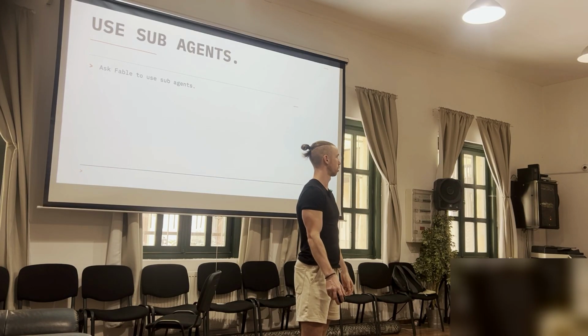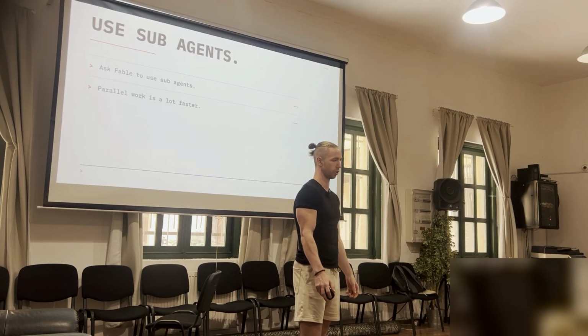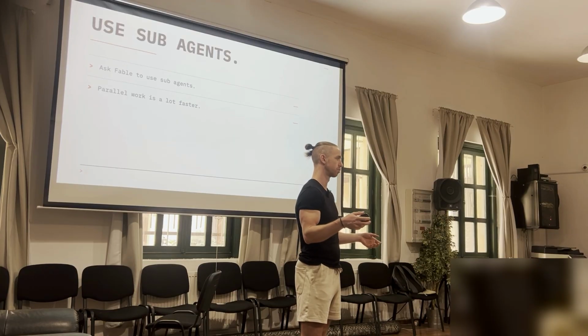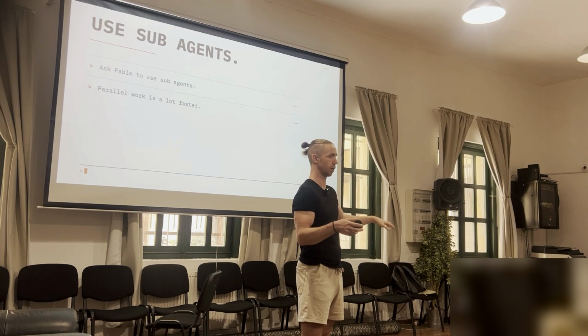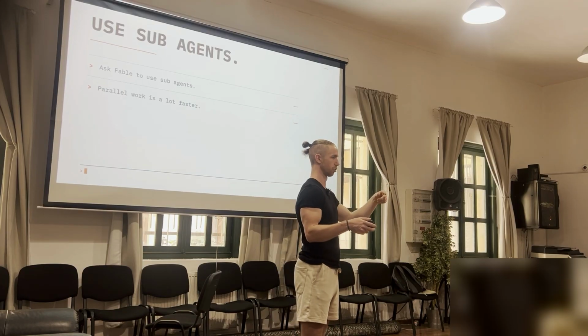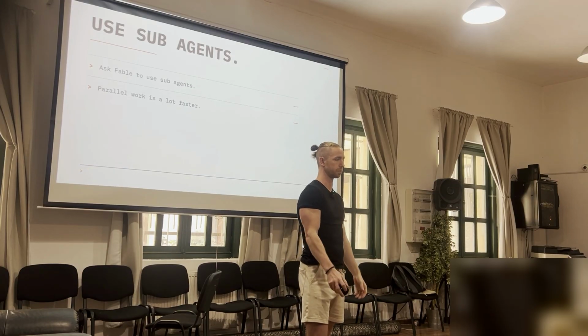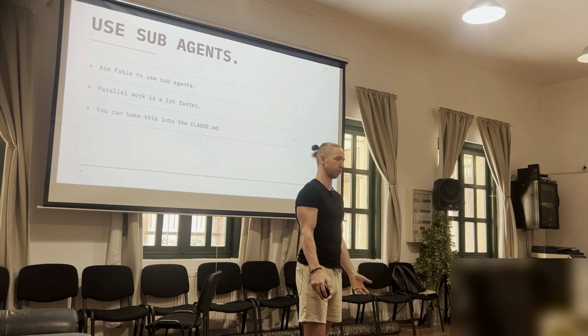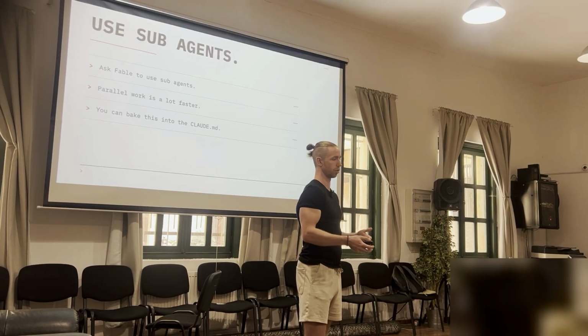So yeah, you can ask Claude to use sub-agents, and that can speed you up a lot, also because parallel work is faster. If you already approved the design of the website and now you just need to create 20 content pages, instead of Fable first doing one, then the second, then the third, you just spin up 20 agents in parallel that create everything. And then you do it in a 20th of the time, basically. You can bake this into the claude.md, depending on what you're doing, or you can just say use sub-agents.